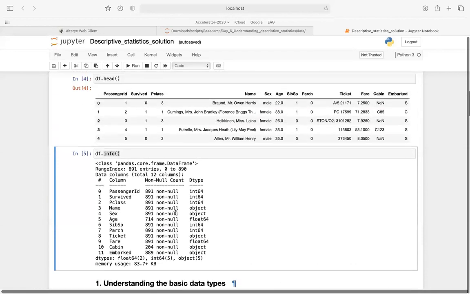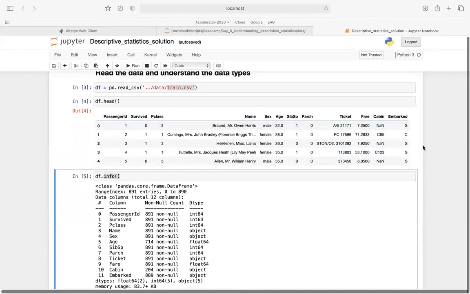So if you look at the column sex, if I have male, female, I cannot sort it. Similarly, I have survived. This is a numeric column if you look, but this is a nominal value, because if I survived, I will convert it.